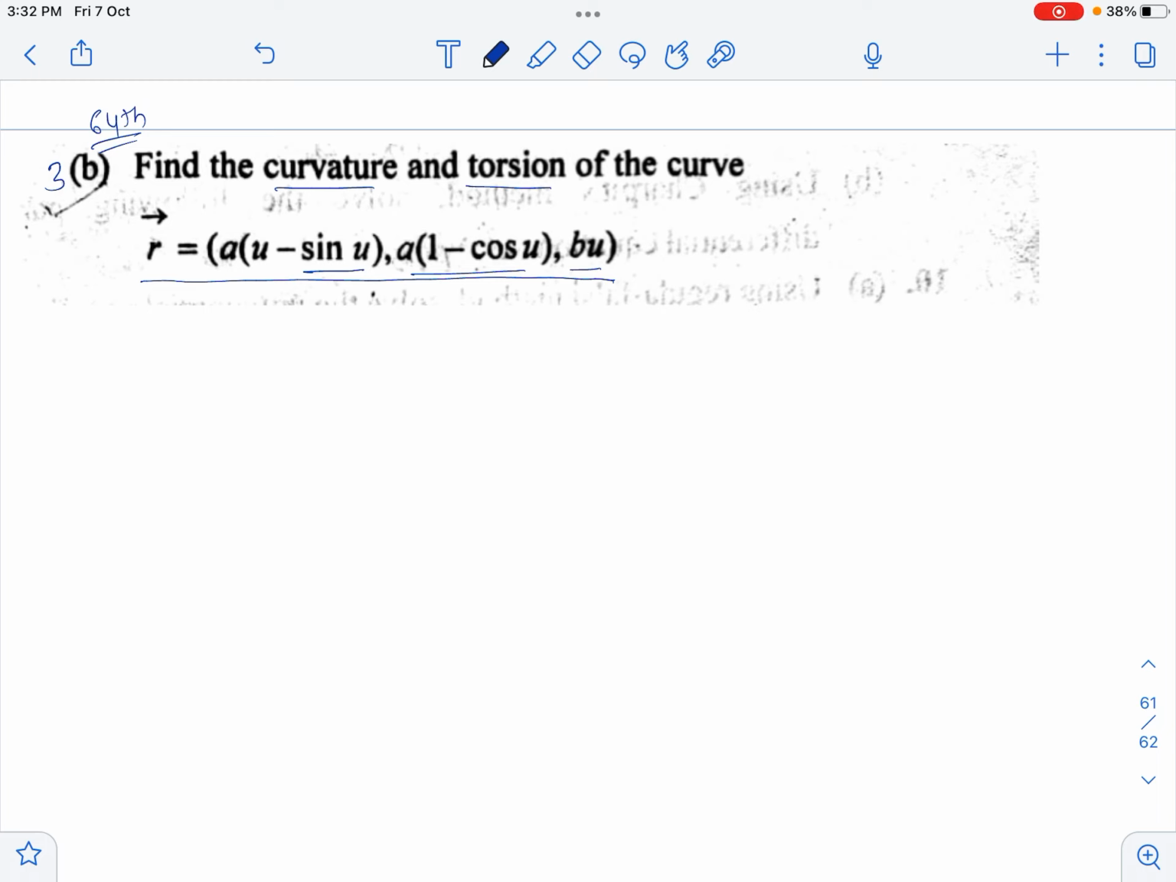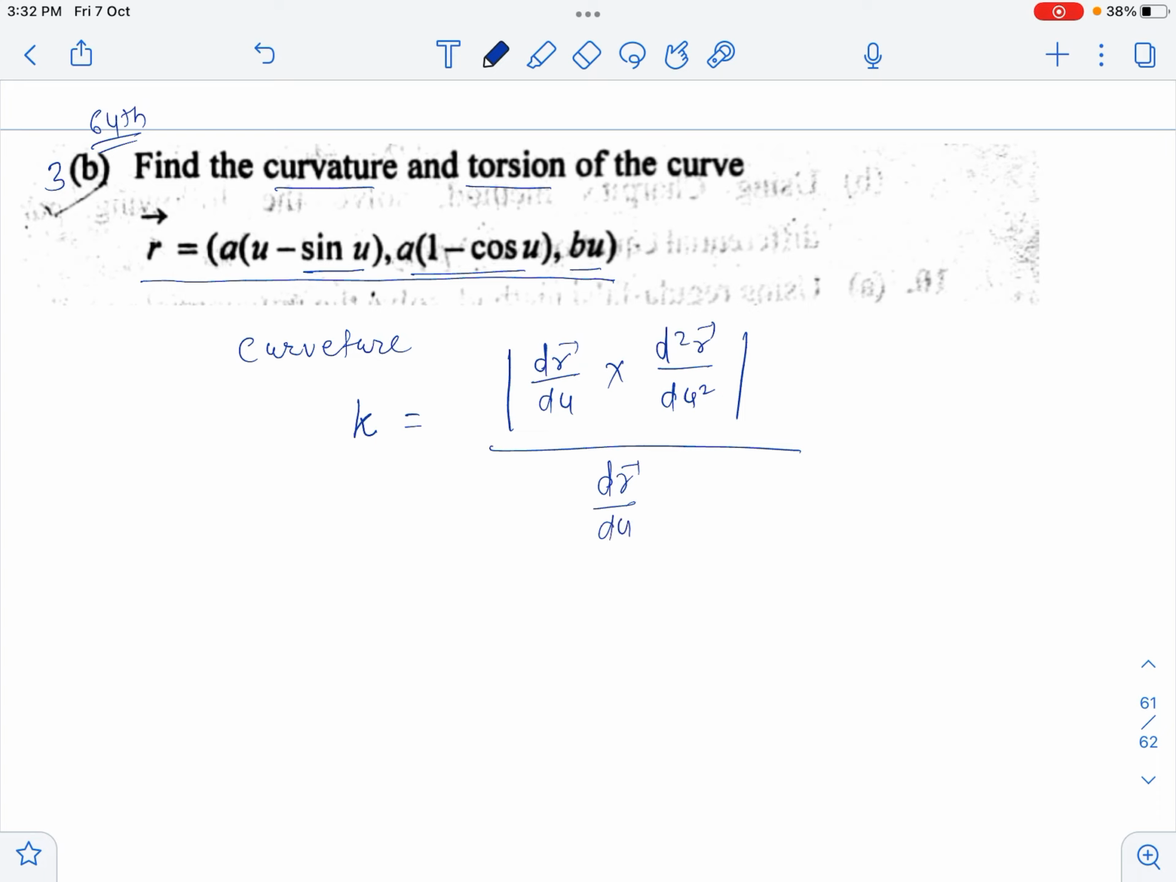First of all, let us write the formula for curvature and torsion. Try to remember these formulas. Curvature, denoted by kappa, is equal to the modulus of dr/du cross d²r/du², divided by the modulus of dr/du. In books it can be written as dr/dt instead of u, because r is a function of t there, and here it is u, so we write u.